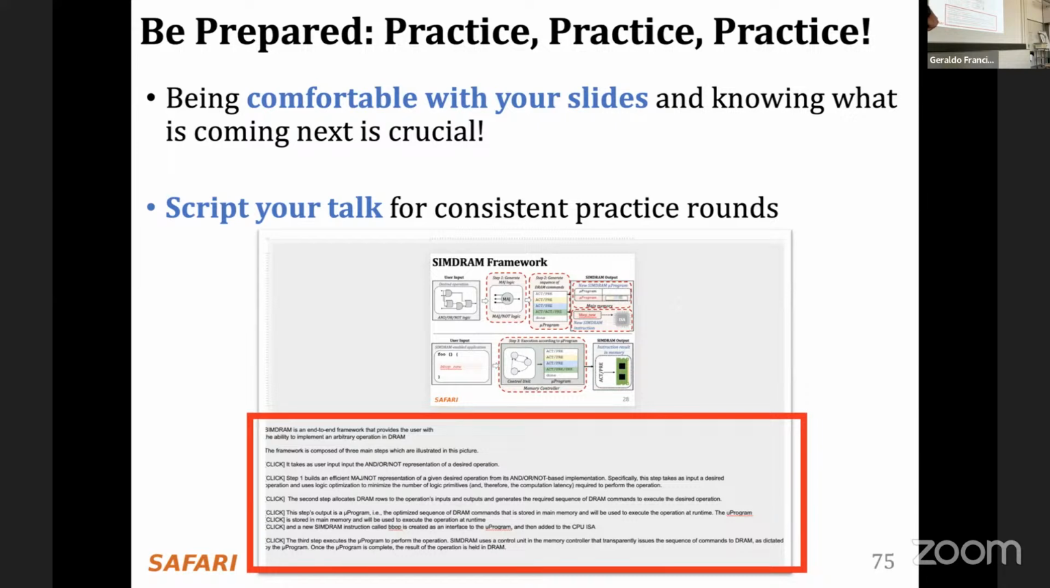Not necessarily memorized, but impregnated in me. Like I know exactly what I need to say at every single point in time. And this script is detailed to the click. So if I have a lot of animation, I actually write down, I need to click, I need to click.